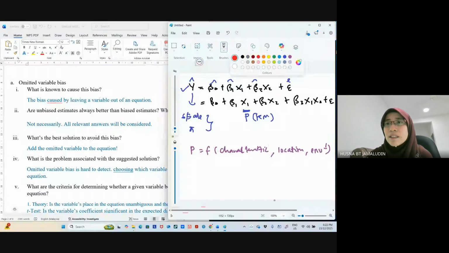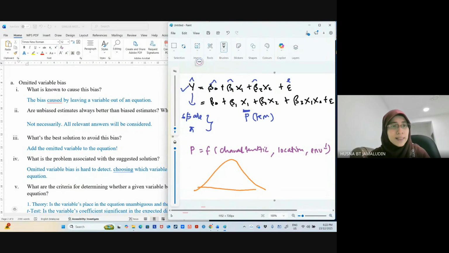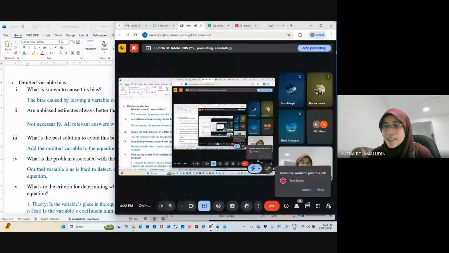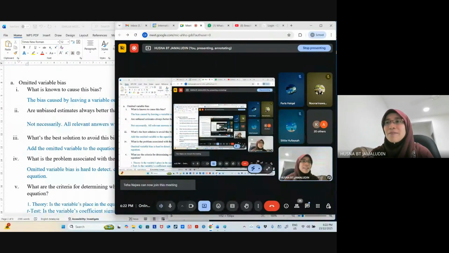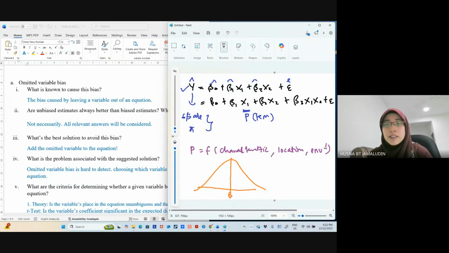If you want to draw your diagram, unbiased means you estimate the true beta. You successfully estimated the true beta. So unbiased means this is your estimation: the true beta is in the middle, and your estimated beta is the same as the true beta. That is unbiased.